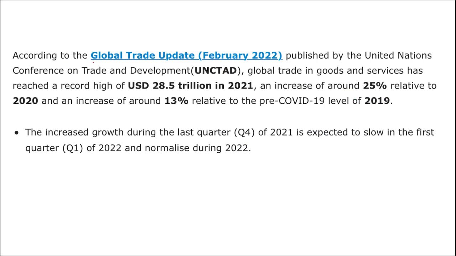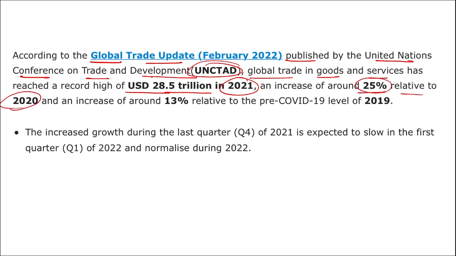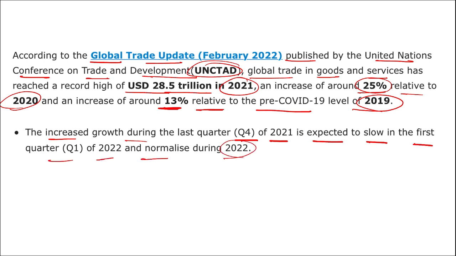Here you can see, according to the global trade update published by the United Nations Conference on Trade and Development, that is your UNCTAD, global trade in goods and services has recorded a high of $28.5 trillion in 2021. That is an increase of 25% relative to 2020, an increase of around 13% relative to the pre-COVID levels of 2019. The increased growth during the last quarter 4 of 2021 is expected to slow down in the first quarter of 2022 and normalize during the second quarter of 2022.